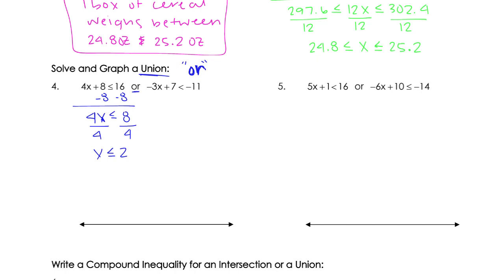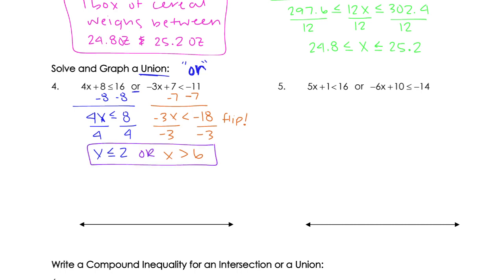Then I'm going to solve this other one separately. So minus 7 from both sides. That would give me negative 3x is less than negative 18. And then I would divide both sides by negative 3. But don't forget, whenever you divide by a negative number, we have to flip that inequality sign. So then it becomes x is now greater than positive 6. And then we have to include or in our answer. So then this would be my answer.